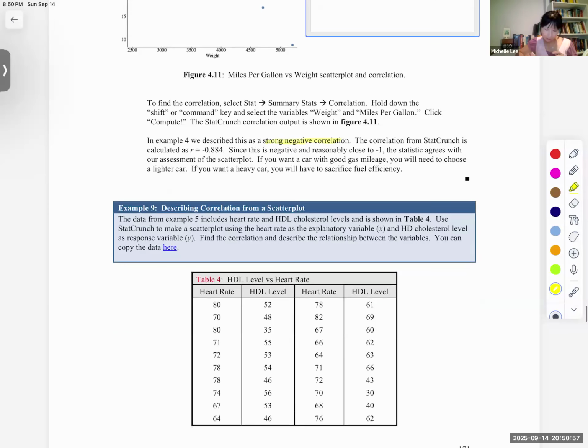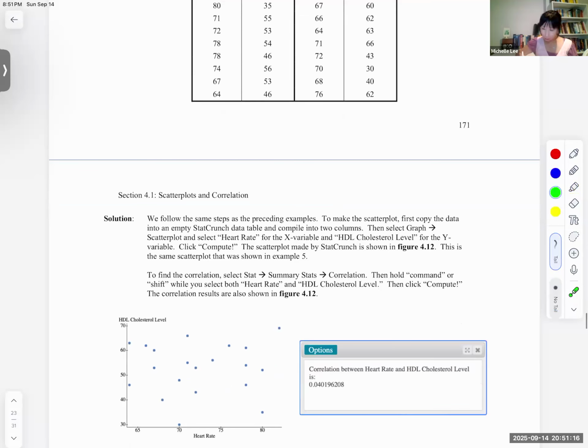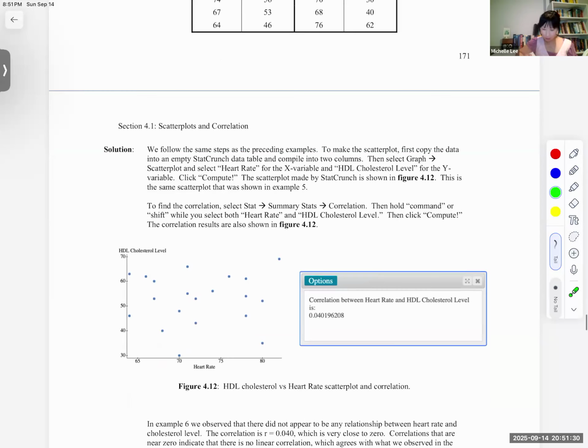How about this? This is HDL level versus heart rate. So HDL is a good cholesterol. So we get 0.04. It's close to zero, right? So we can say that there is no correlation, right?